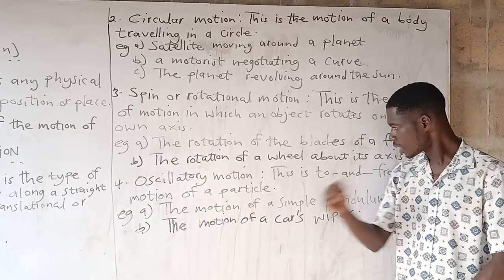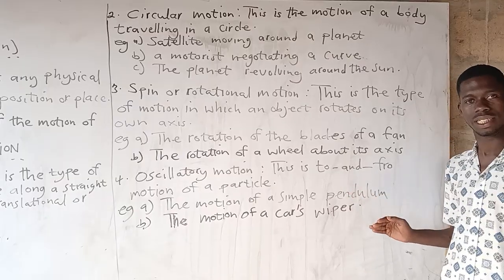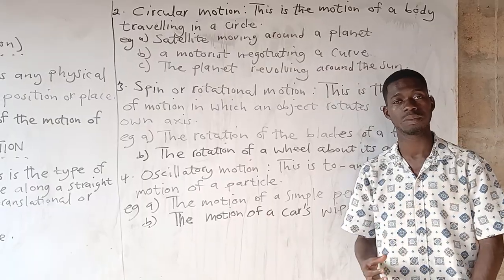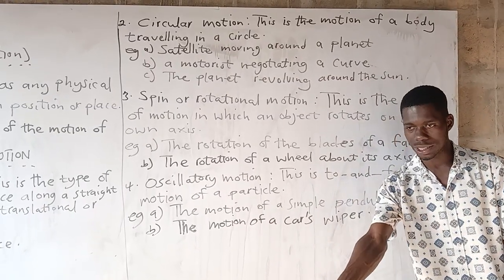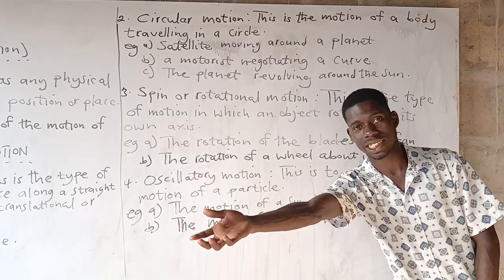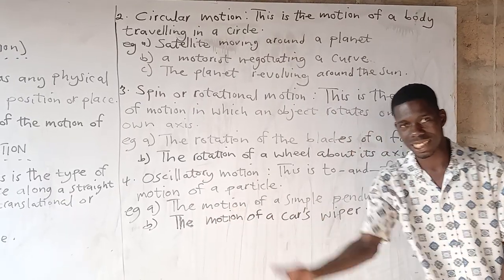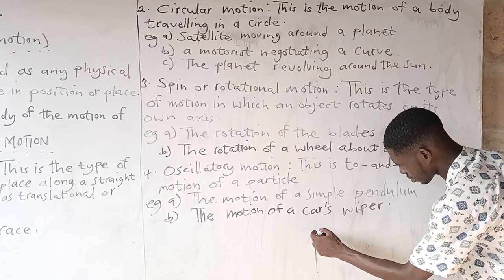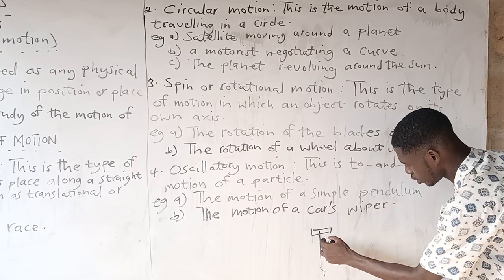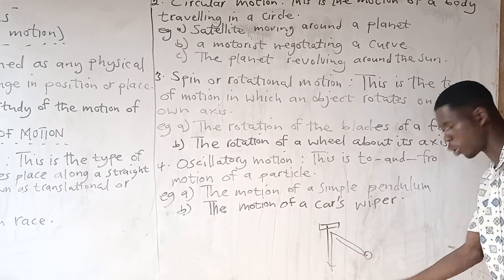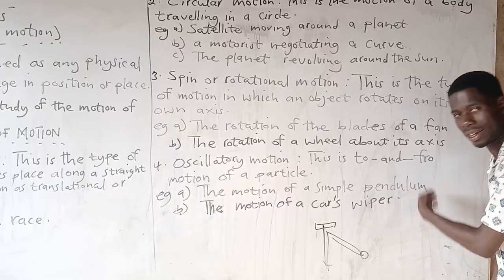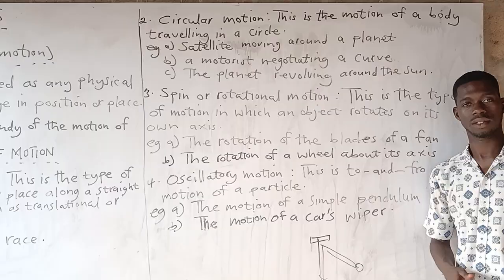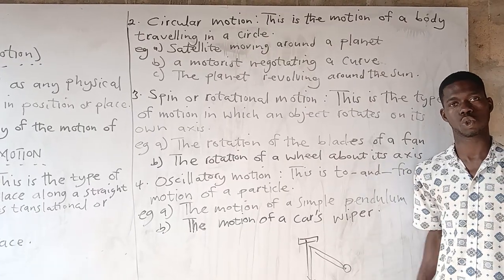So, an example is the motion of a simple pendulum. If you go to the physics lab, you have the simple pendulum set up there. If you hold the metal ball and throw it like this, it will go and come back, right? So that's a simple pendulum. The motion of a simple pendulum is an example of oscillatory motion, the to and fro motion of a particle.